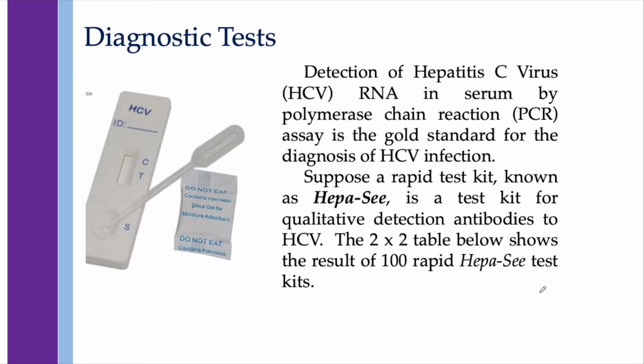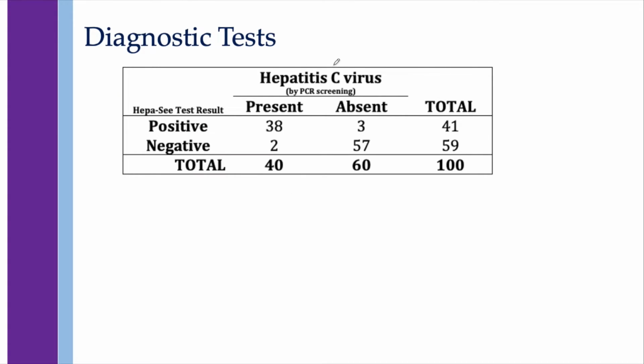Let's have an example. Detection of hepatitis C virus RNA in serum by polymerase chain reaction, or the PCR assay, is the gold standard for the diagnosis of HCV infection. Suppose that a rapid test kit known as HEPA-C is a test kit for qualitative detection of antibodies to HCV. The 2x2 table below shows the result of 100 rapid HEPA-C test kits. So notice here that instead of disease being present or absent, it is replaced by the result of the PCR screening, meaning this is the result of the gold standard.